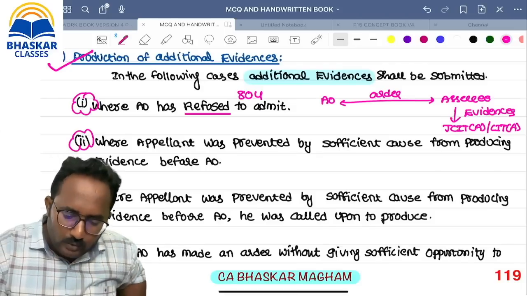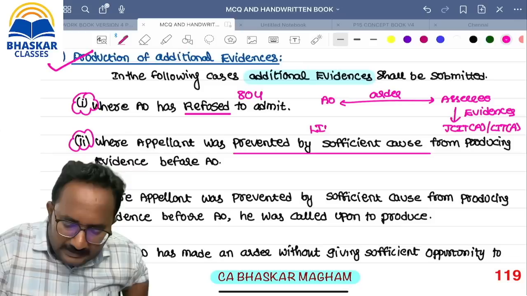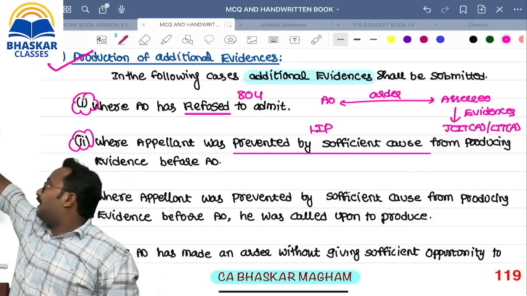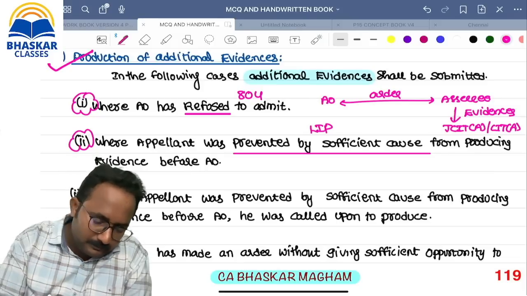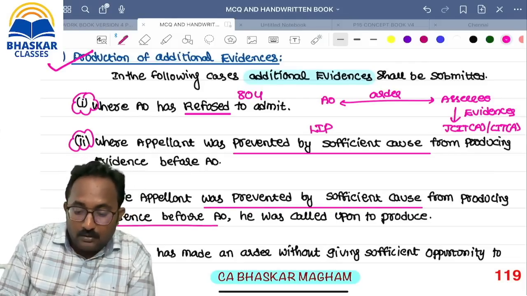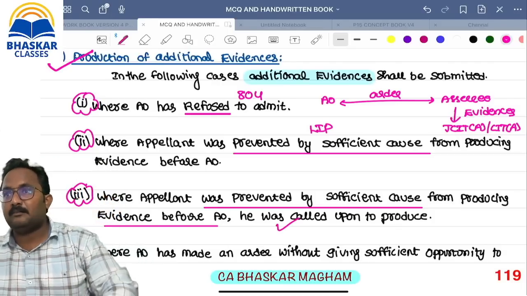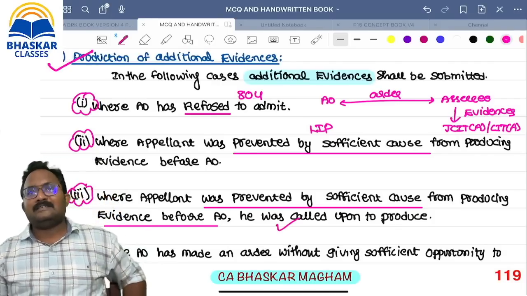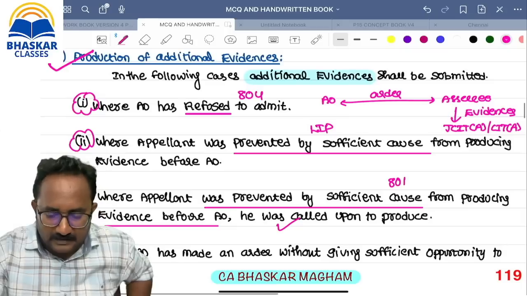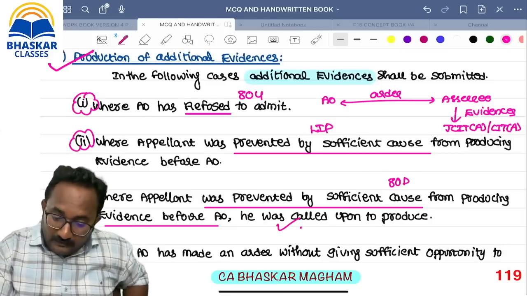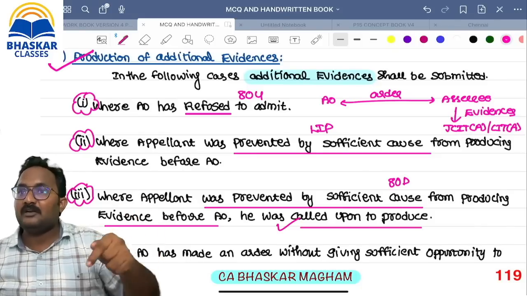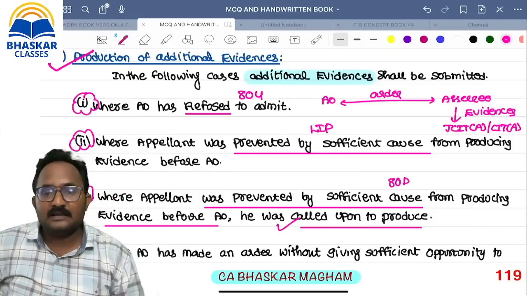Yes. Second one, I want to submit the life insurance premium related evidence, but I am unable to submit because the document is not available with me. So now we can make a submission to JCIT, CIT. Third one, the appellant was prevented by sufficient cause before the AO, but the AO is calling for such evidence multiple times. Example, the assessee declared a medical insurance policy amount. The AO is calling for such evidence, but we are unable to produce it before the AO. Now you have a chance to submit before CIT as well as JCIT.